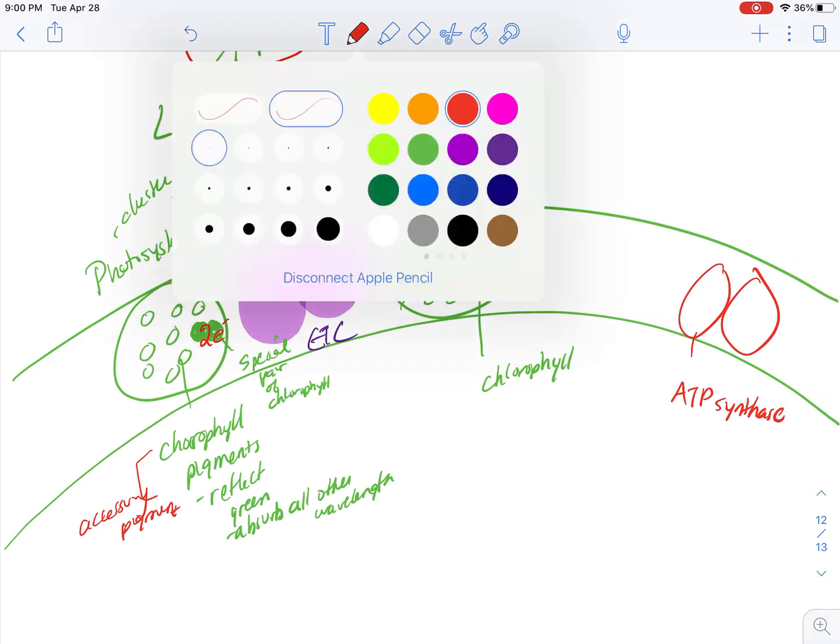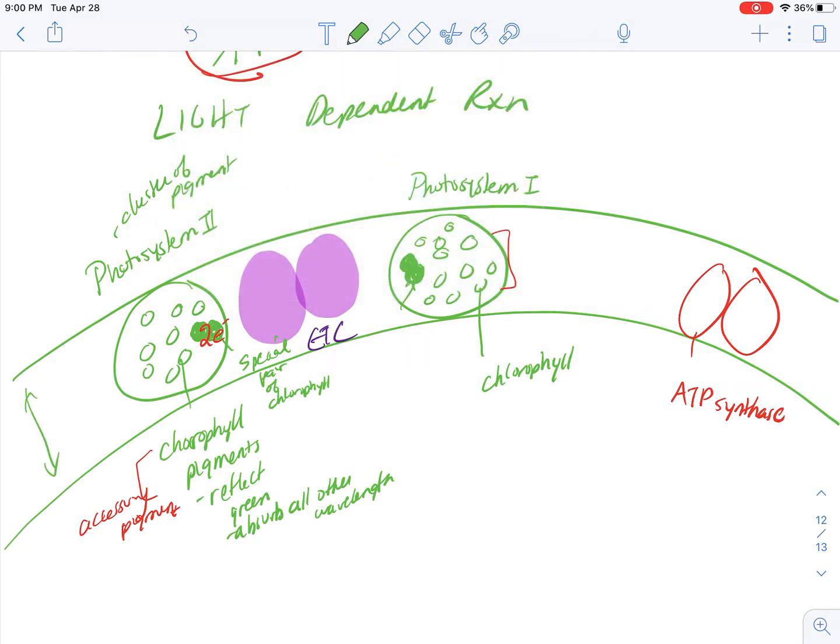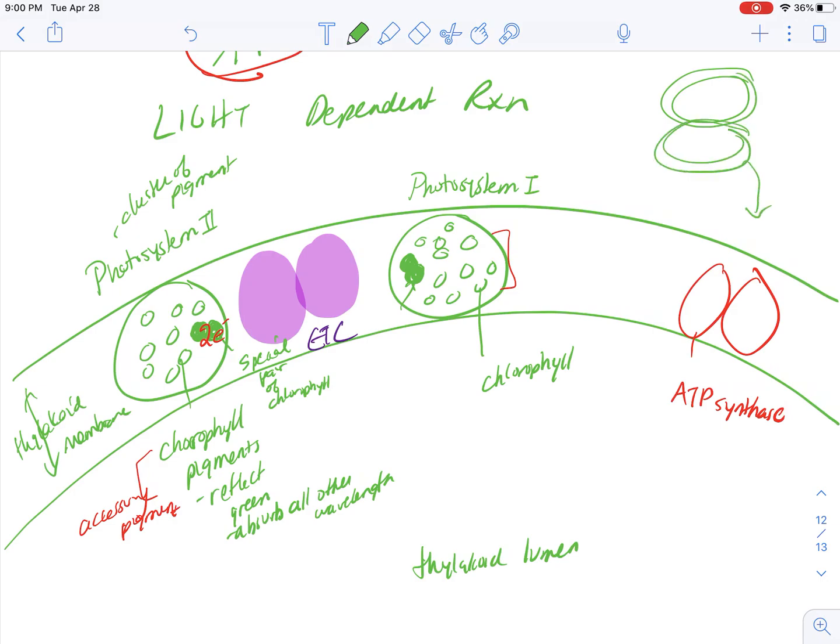So I want you guys just to make sure you understand what I'm looking at here. This here is the thylakoid membrane, okay? Don't forget that the thylakoid is found in the chloroplast, and the thylakoid is made up of a thylakoid membrane and the thylakoid lumen inside. So the thylakoid membrane is what contains photosystem 2 and photosystem 1. Remember, here's a stack of thylakoids that make up a granum.